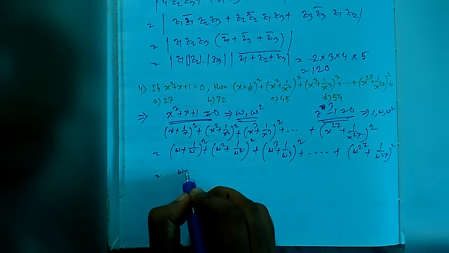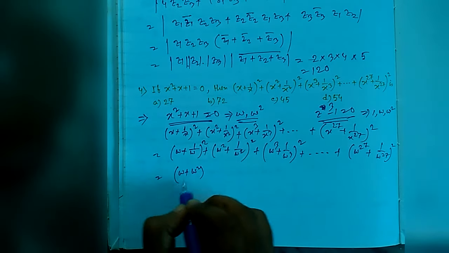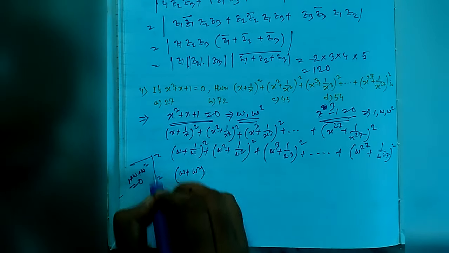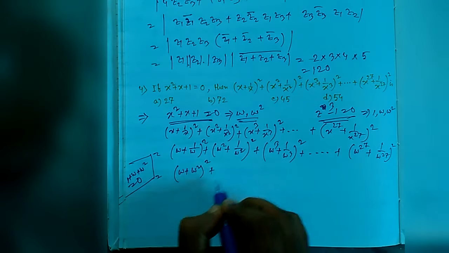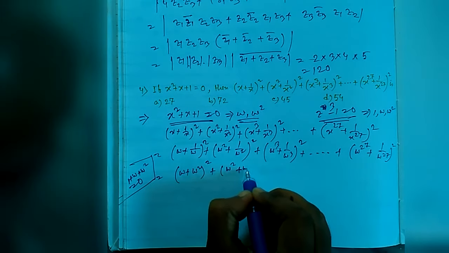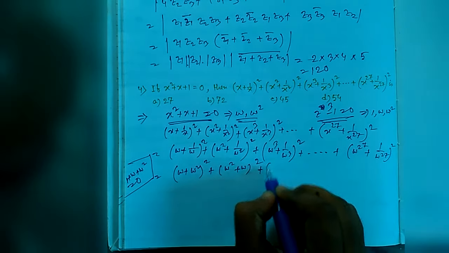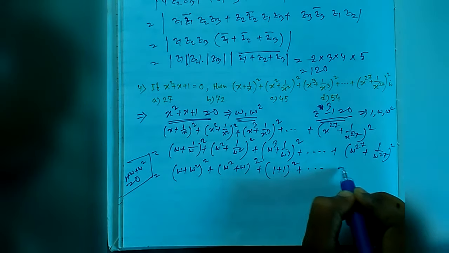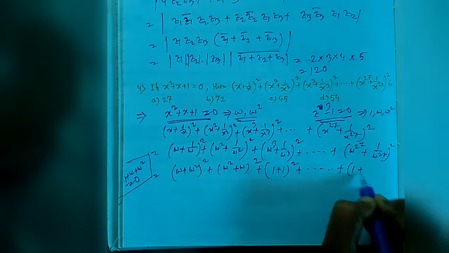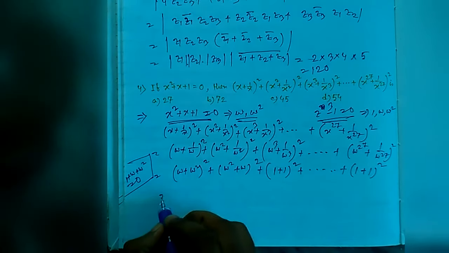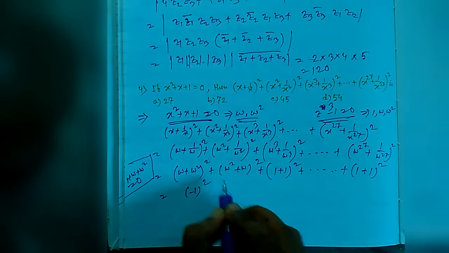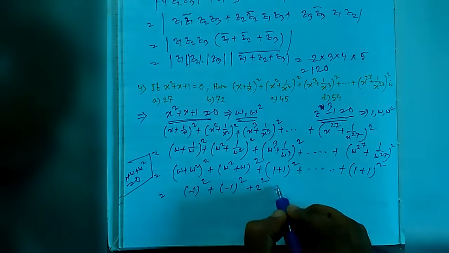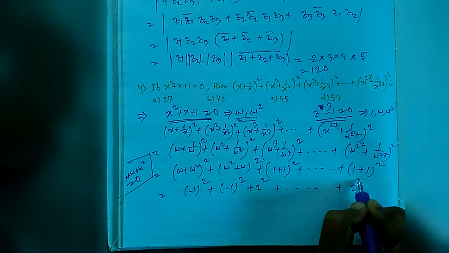This will be what value? Omega plus omega square, as 1 plus omega plus omega square equals 0. So this will be omega square plus omega whole square, which is minus 1 whole square. The next is 1 plus 1 whole square, which is 2 square. And this is minus 1 whole square.